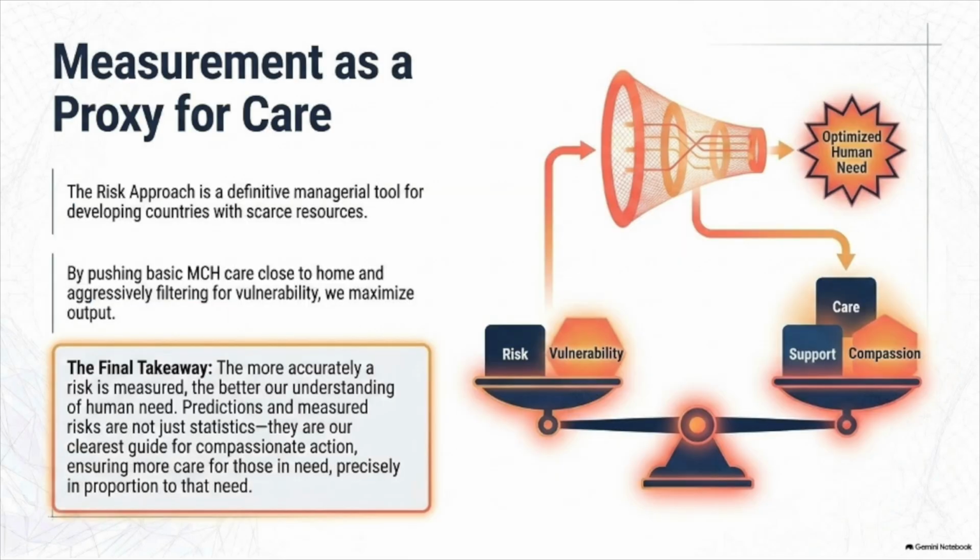Ultimately, this strategy shows that measurement itself becomes a proxy for care. The risk approach is a definitive managerial tool for developing countries with scarce resources. By pushing basic maternal and child health care close to home and aggressively filtering for vulnerability, we maximize output. The final takeaway is this: the more accurately a risk is measured, the better our understanding of human need becomes. Predictions and measured risks are not just statistics, they are our clearest guide for compassionate action, ensuring more care for those in need precisely in proportion to that need.